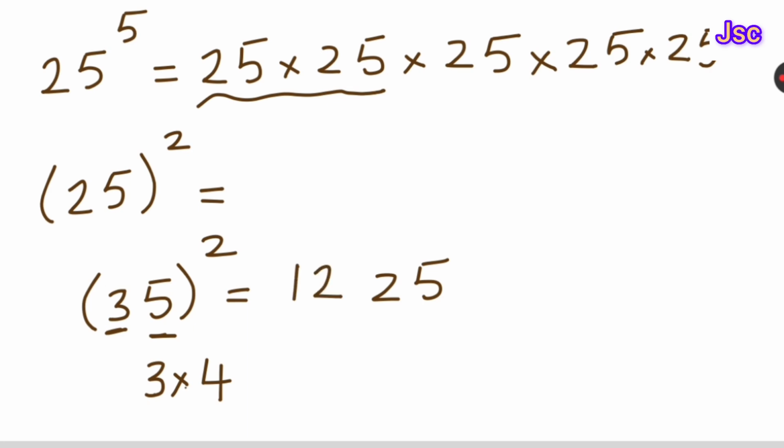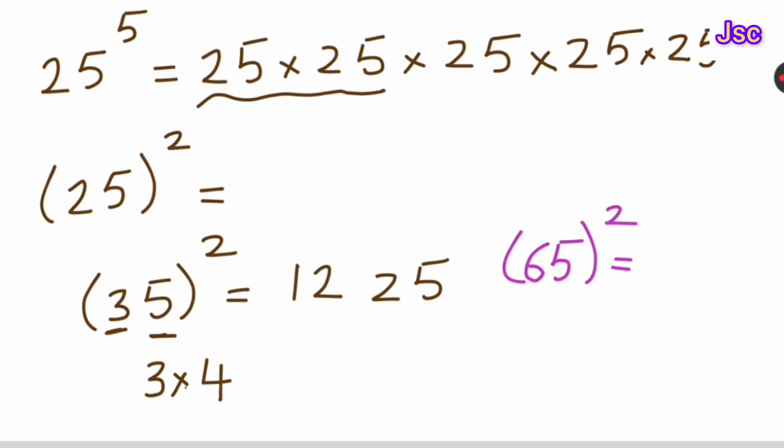So 35 whole raised to the power of 2. The result is 1225. Suppose we have a number 65 whole raised to the power of 2. This number also ends with 5.